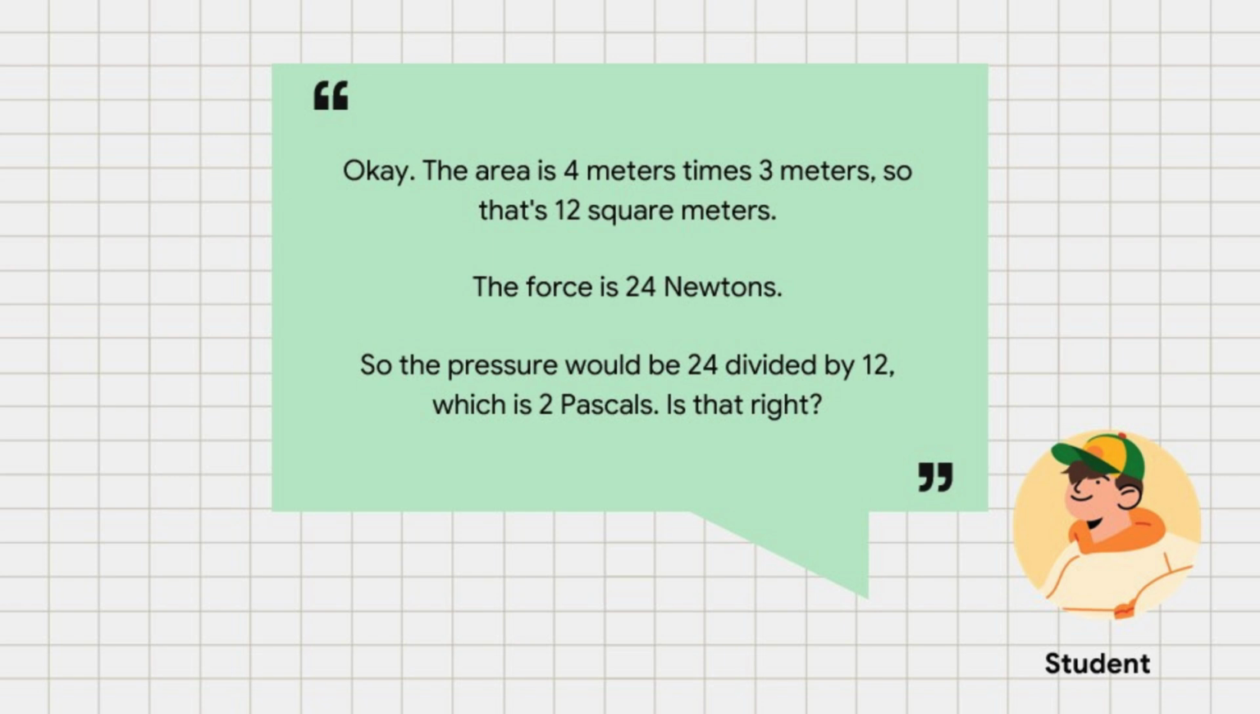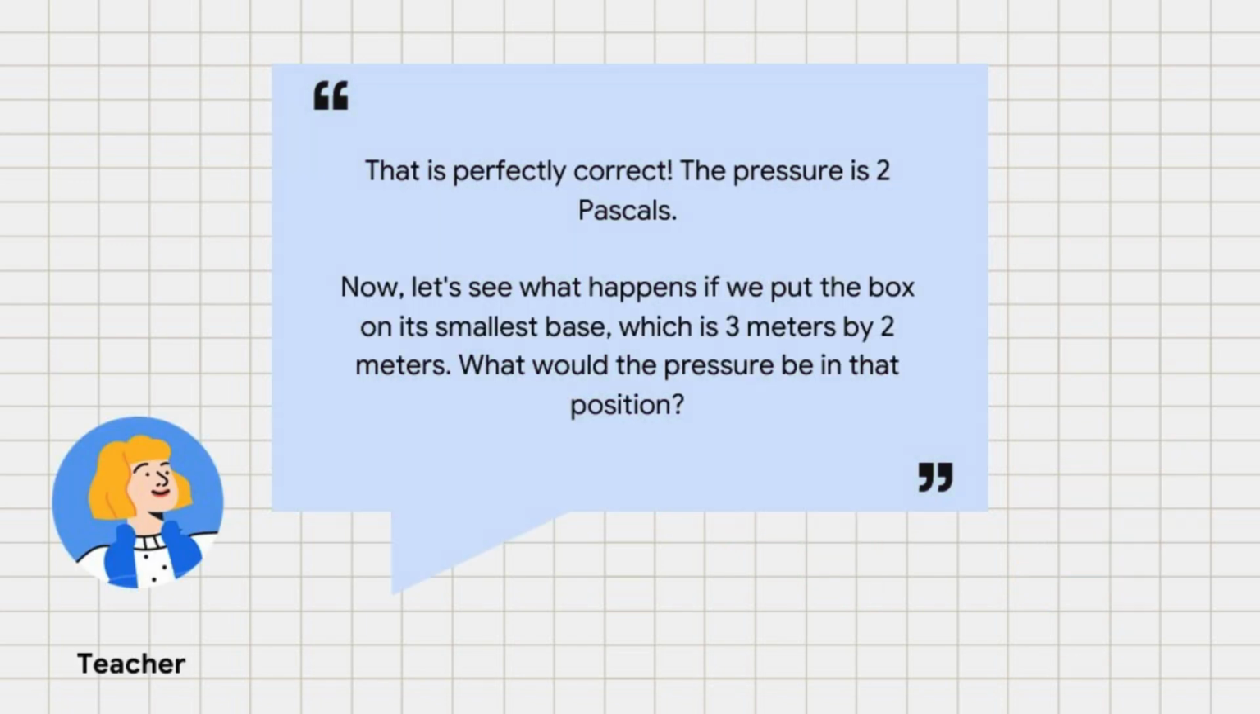Okay. The area is 4 meters times 3 meters, so that's 12 square meters. The force is 24 newtons. So the pressure would be 24 divided by 12, which is 2 pascals. Is that right? That is perfectly correct. The pressure is 2 pascals.